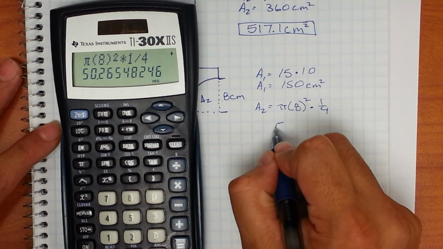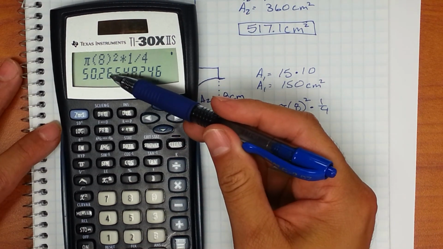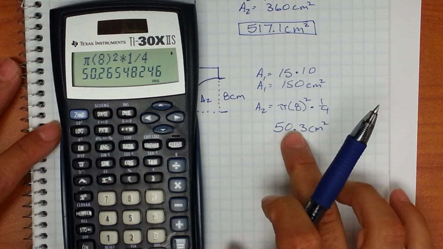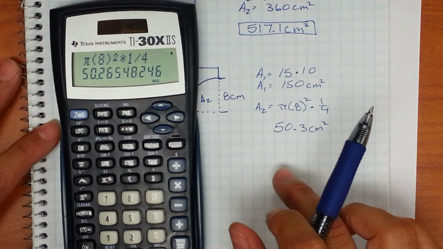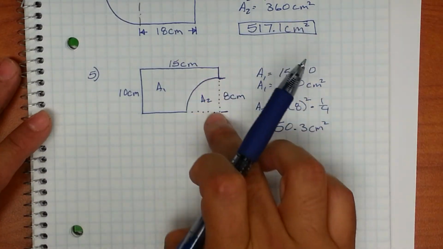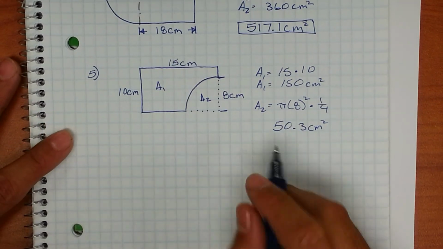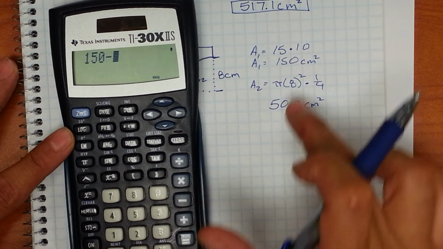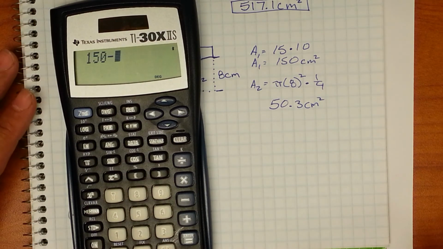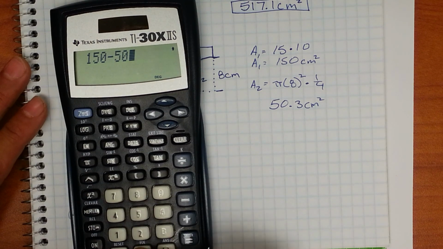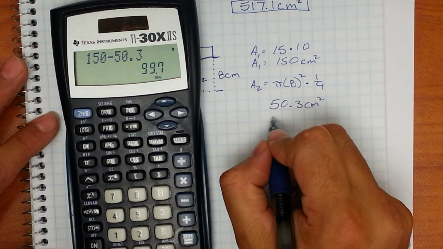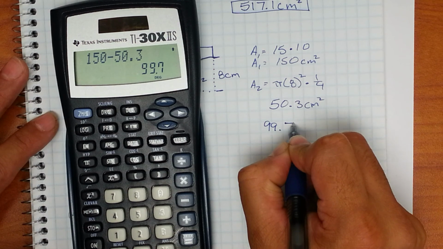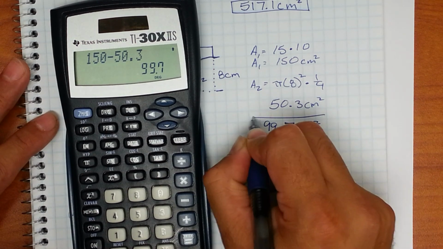So this area is going to be 50.2, and the 6 is going to make that 2 go up, so it's going to be 50.3 centimeters squared. So I'm going to deduct this from my entire amount that I have up there, because this is the area of the whole thing, and I have to take out the bite that someone took out of my brownie. So from here, I'm going to go 150 minus the bite that was taken out, 50.3. I get 99.7 centimeters squared as my total answer.